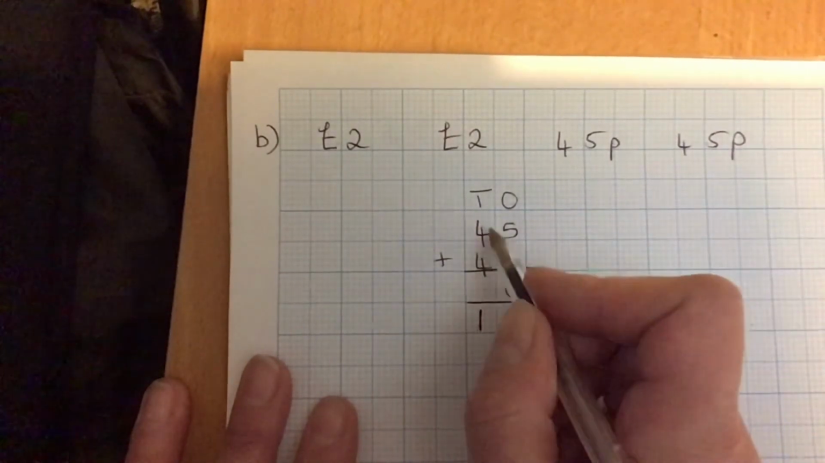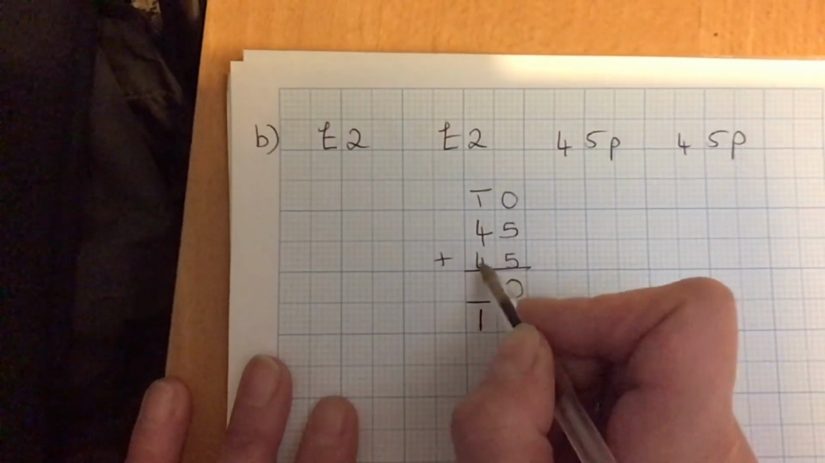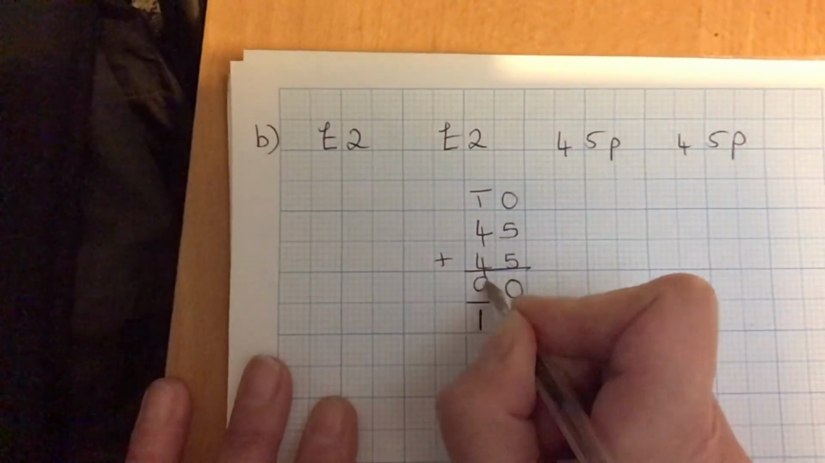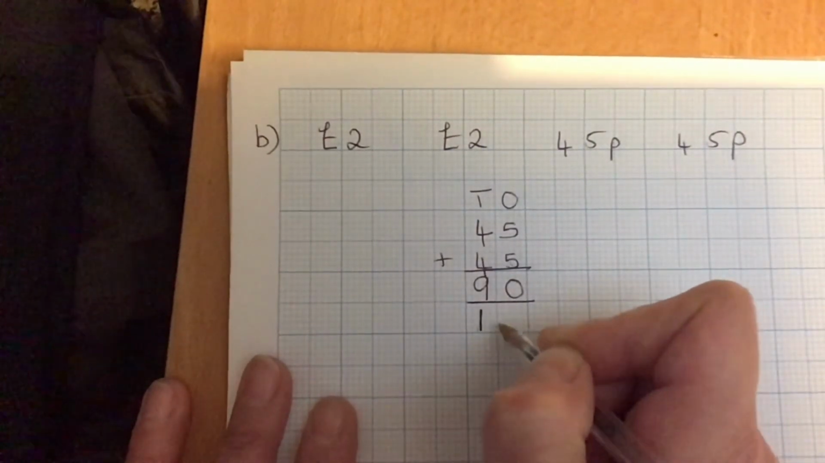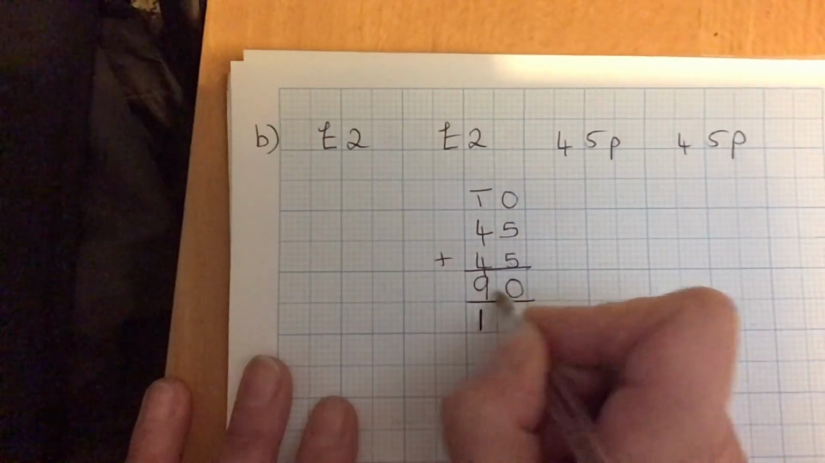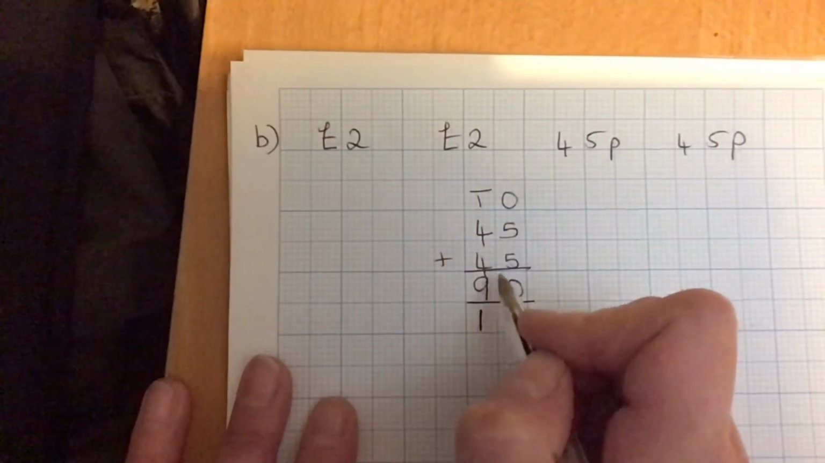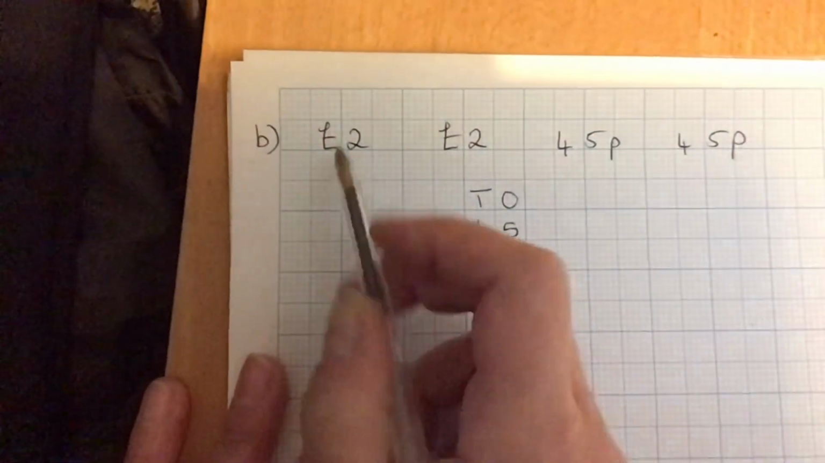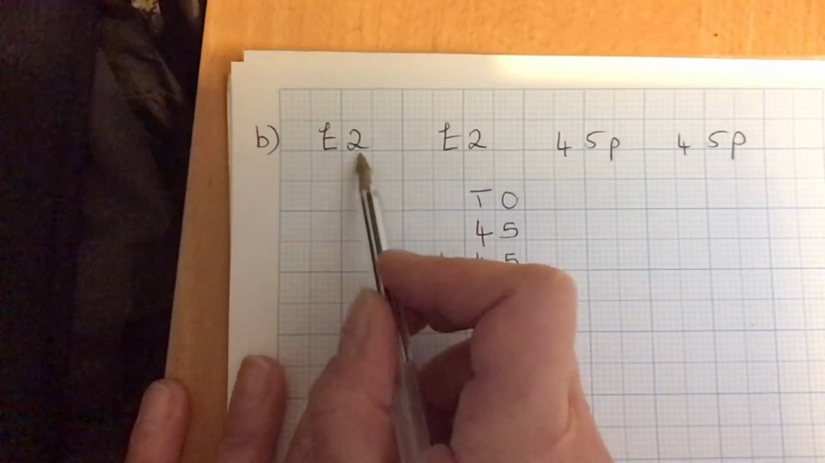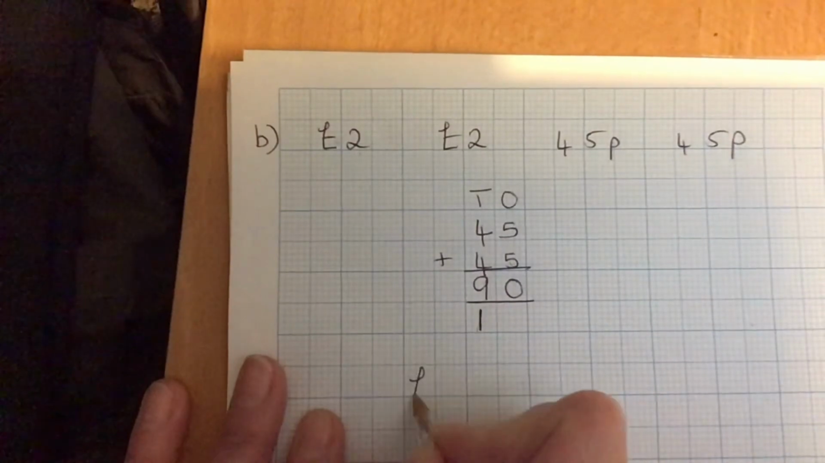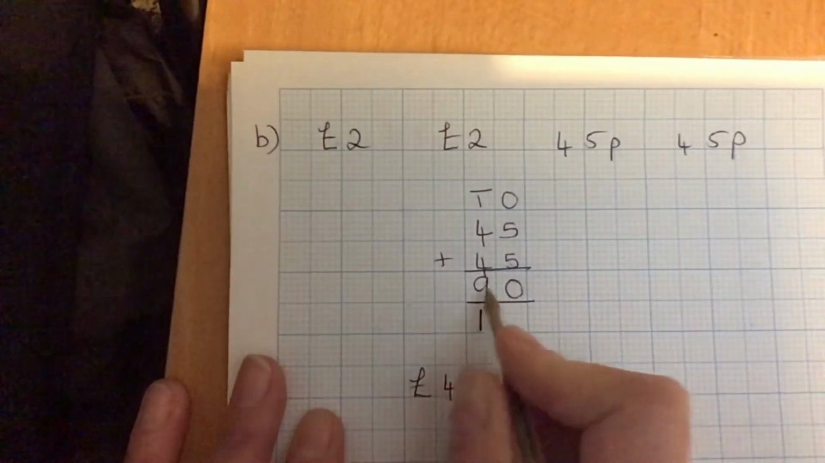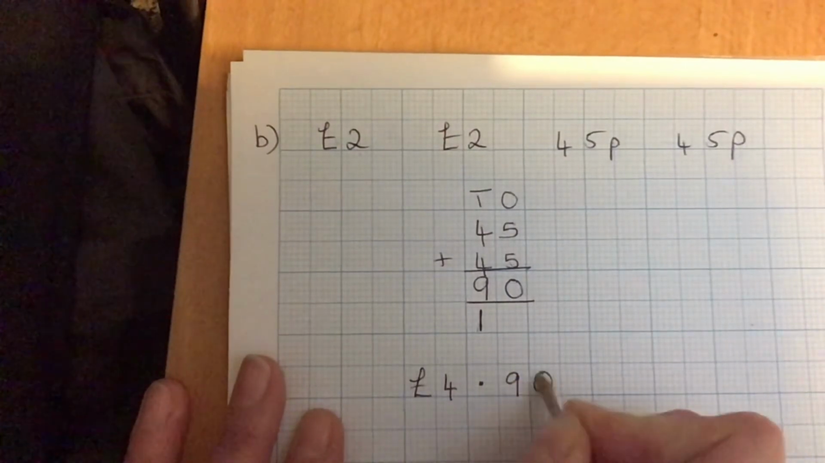Now we add the tens. So 4 add 4, which is 8 tens, plus the one at the bottom, which makes 9 tens. So we can see that this is 90. It doesn't go over into the next column, into the hundreds column. So we can add these £2 together. 2 and 2 comes to £4 with a decimal point in the middle, 90 pence.